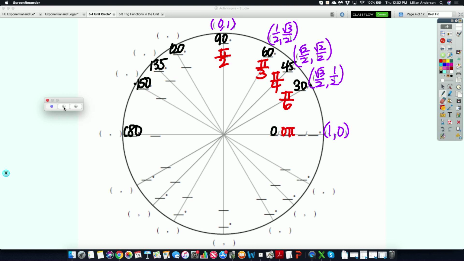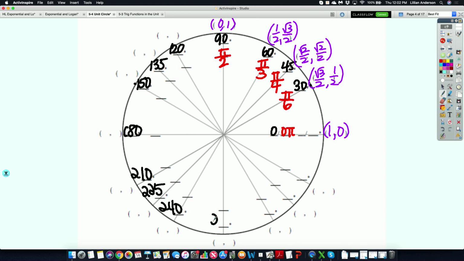But let's go ahead and fill out the rest of the degrees. Starting from 180, what's the next one? 210. After that? 225. What's the one after that? 240. And down here on the negative y-axis, it is 270. After 270? 300. 315. 330. And when you go a full circle, you've gone a full 360 degrees.